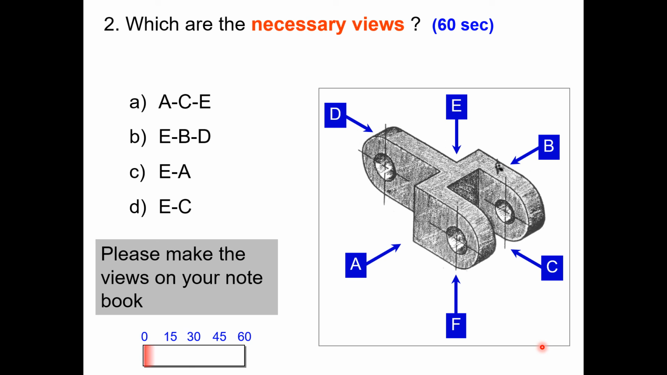So which are the necessary views? For drawing this object, either this view will be enough. When you see top and side, you need a right side view. How many views will be needed for this object? You have 60 seconds, then the answer will appear.